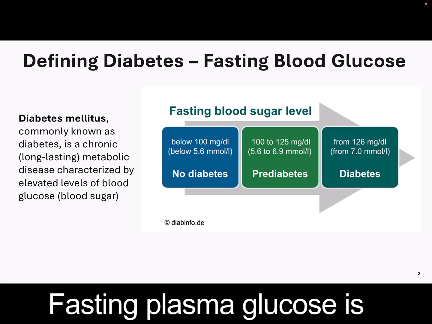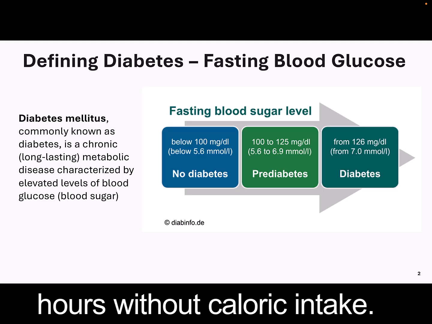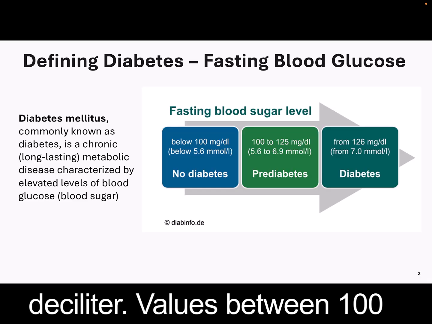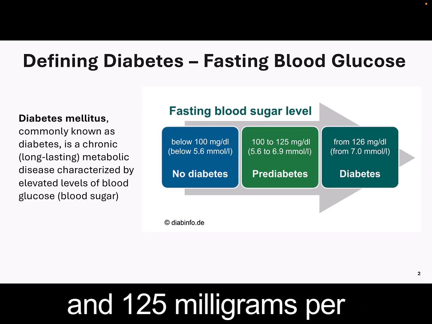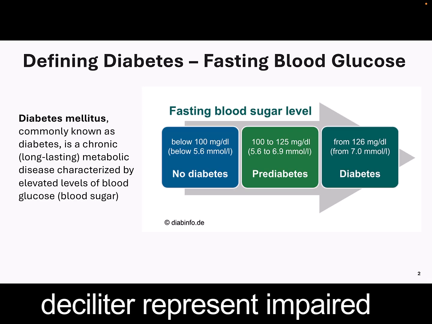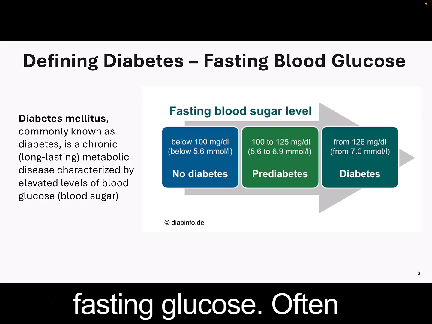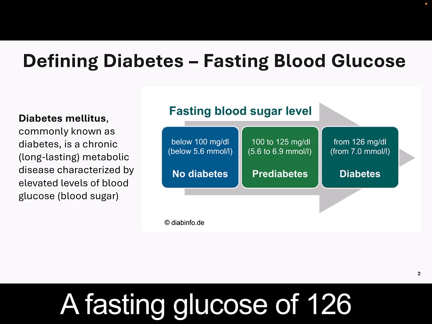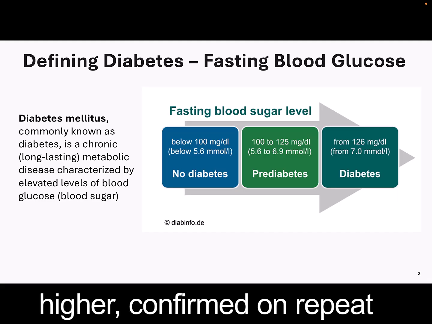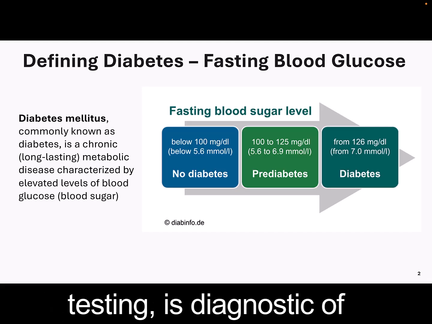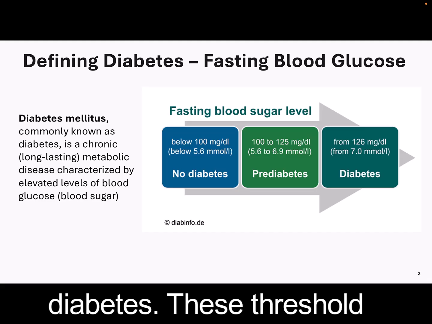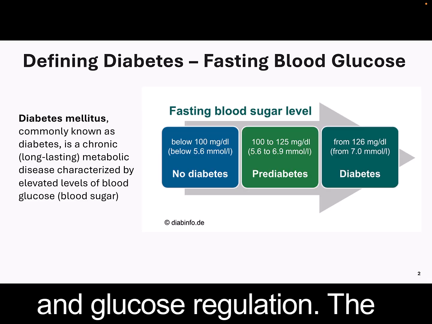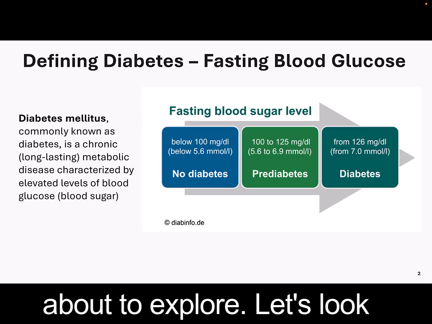Fasting plasma glucose is measured after at least 8 hours without caloric intake. A normal fasting glucose is below 100 milligrams per deciliter. Values between 100 and 125 milligrams per deciliter represent impaired fasting glucose, often referred to as pre-diabetes. A fasting glucose of 126 milligrams per deciliter or higher, confirmed on repeat testing, is diagnostic of diabetes. These thresholds reflect progressive impairment in insulin action and glucose regulation, the physiologic changes we're about to explore.